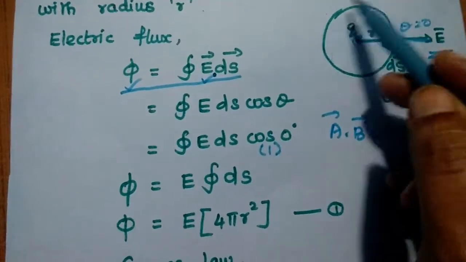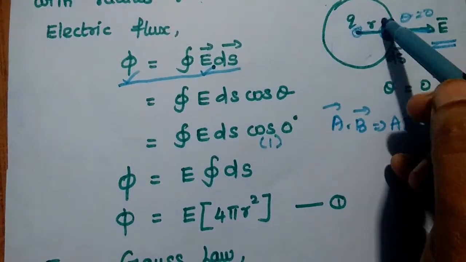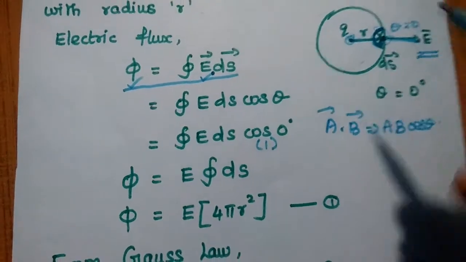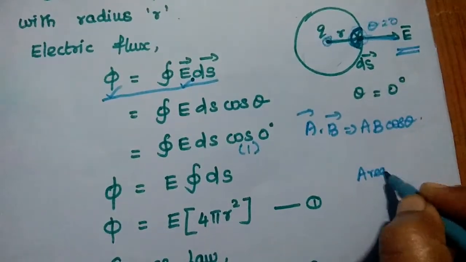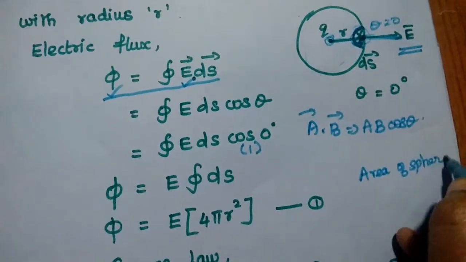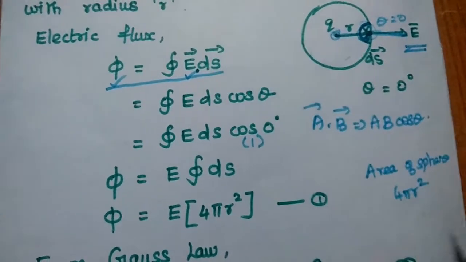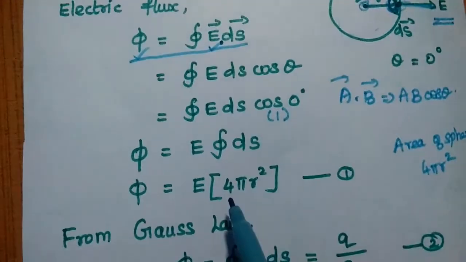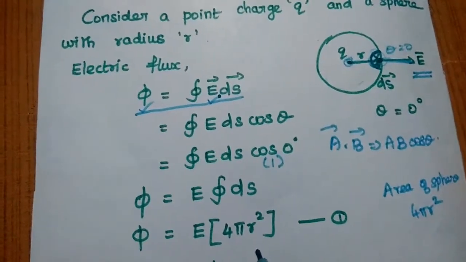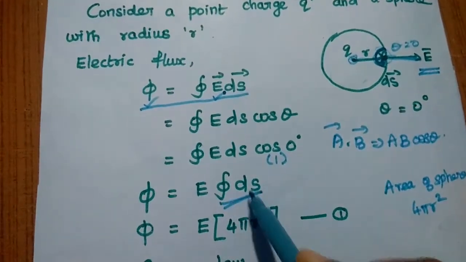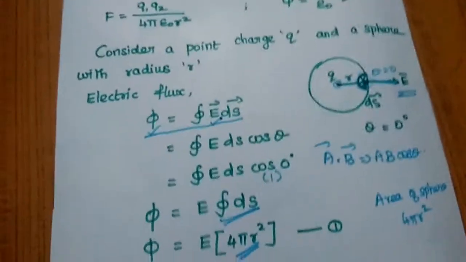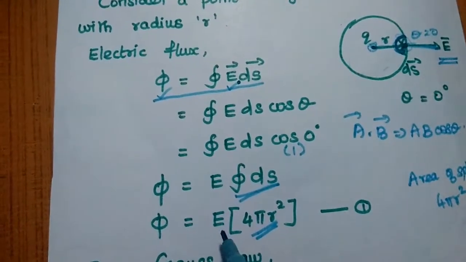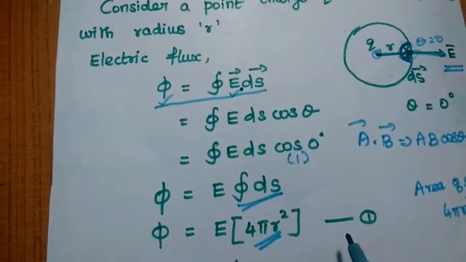Since it is a sphere, ds is a small portion of the surface area. If we integrate over that sphere, it is nothing but the area of the sphere. What is the area of the sphere? That is equal to 4 pi r squared. So the integral of ds is nothing but the area of the sphere, 4 pi r squared, and then phi is equal to 4 pi r squared into E. We can consider this as the first equation.